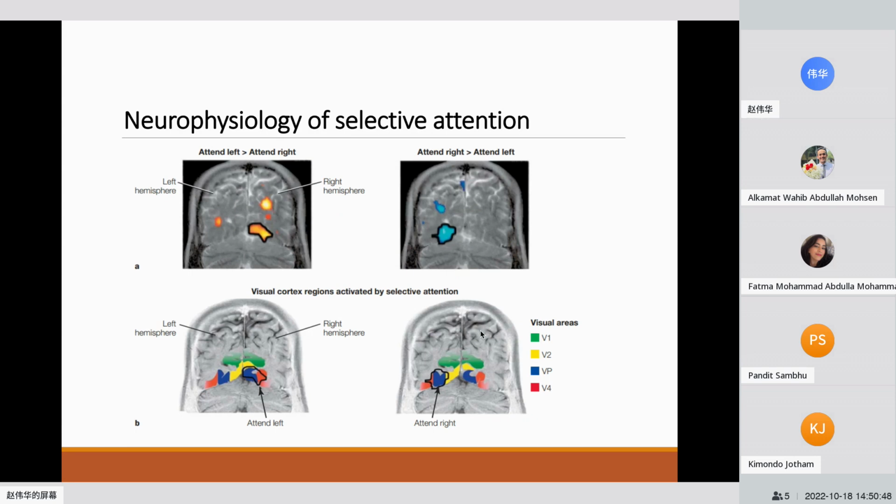Eight seconds later, the bilateral target display, flickering black and white checkerboards, appeared for 500 milliseconds. The delay interval is very long, 8 seconds. The participant's task was to press a button if some of the checks were gray rather than white, but only if the target appeared on the cued side.